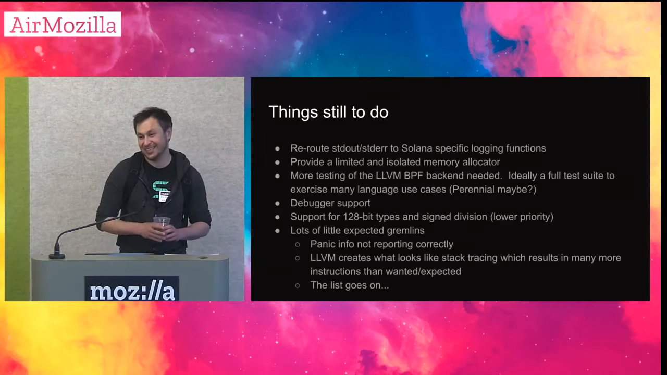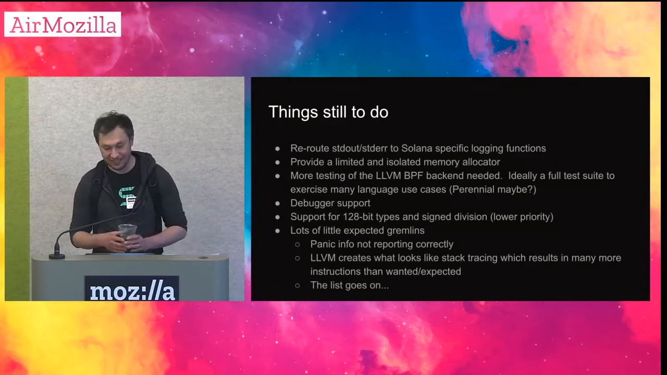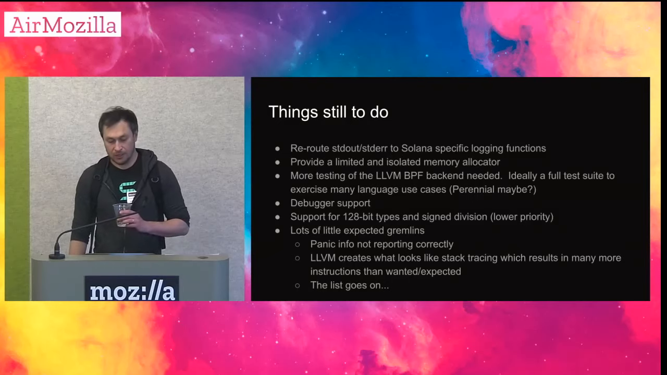Debugger support would be nice. The output is ELF, so DWARF files, you can generate them, so you can connect to a debugger. Support for 128-bit types would be great, simply to keep parity with Rust itself.